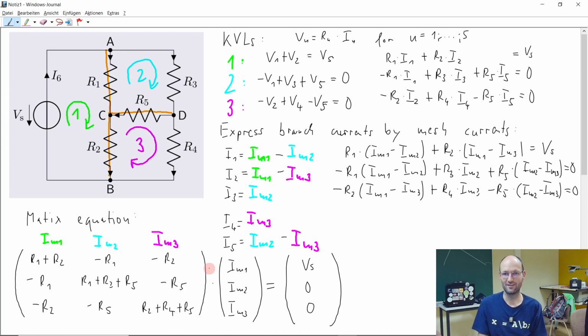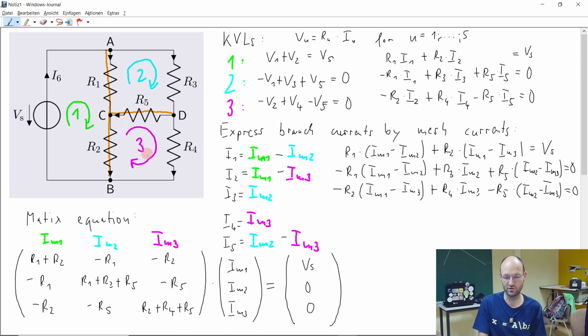On the diagonal, we've got all the resistances of each mesh. Exactly. So if we take a look first at the main diagonal of this matrix, because it's a 3 by 3 matrix, there are 3 elements. On the first element, we have R1 plus R2, which is the sum of the resistances in the first mesh. The first mesh goes through R1 and R2. The second mesh goes through R1, R3, and R5. That's why we have here R1, R3, and R5.